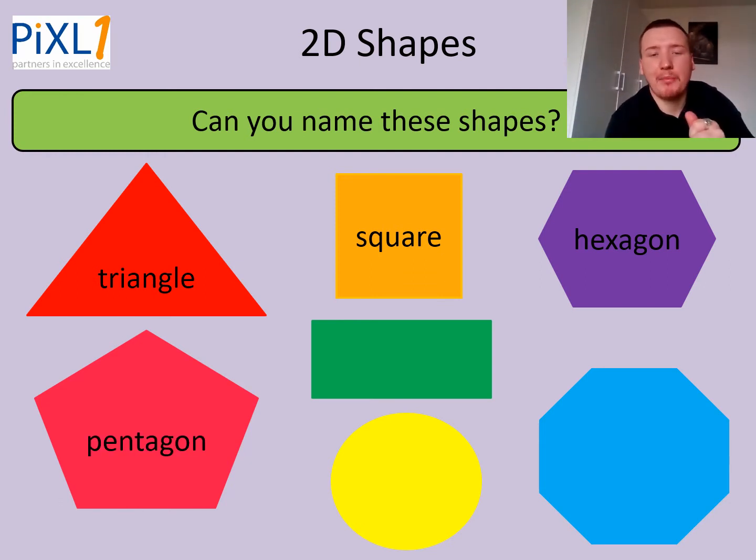Pentagon. Now, a pentagon, it's quite hard to remember this, and you might have forgotten how many sides it has since year 2. A pentagon, if you count the sides, it has 5. So remember, pentagon has 5 sides.